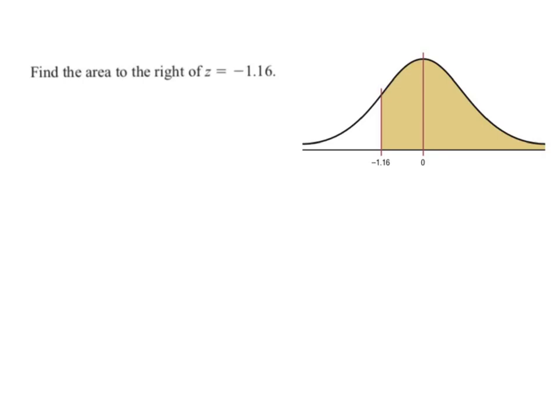So first of all, here's what it looks like. We're going to go 1 minus the table E value. So find the table E value of negative 1.16, and then plug it in where it says table E value. Because again, table E only tells us the area to the left, and we don't want the area to the left, we want the area to the right. So what is the table E value?